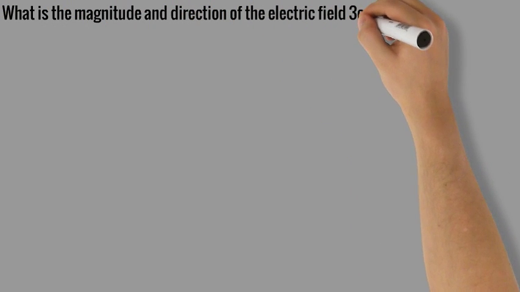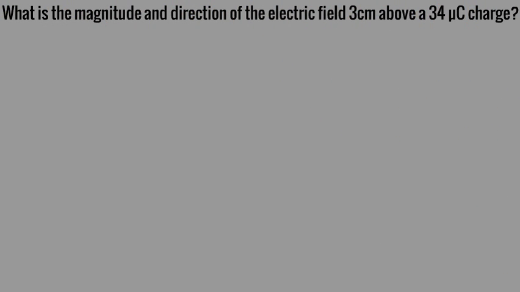What is the magnitude and direction of the electric field 3 centimeters above a 34 microcoulomb charge? Now, magnitude means the strength/intensity as opposed to direction. Now, first off, to answer this question, we need to draw a positive charge with an electric field radiating outwards and the point 3 centimeters above.